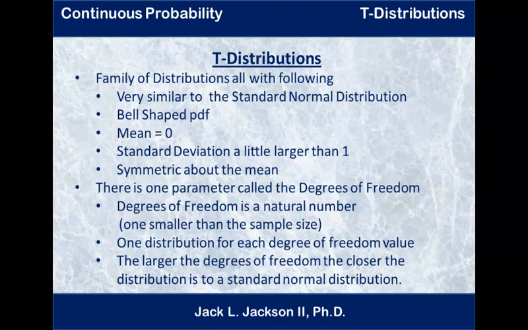The mean is 0. The standard deviation on a standard normal, remember, is 1. The standard deviation on any of these t distributions is just a little bit bigger than 1, so they're a little bit more spread out than the standard normal. But other than that, they're very similar in shape to the standard normal. And they're symmetric about the mean like the standard normal is.